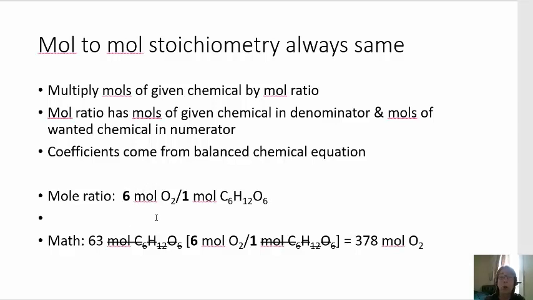Then we take the mole ratio and multiply it by the moles of our given chemical, and that is it. It's very useful to write out all of your units, so that you can make sure that everything cancels out. Your units are your friends, and it is well worth the extra time required to write them out. So our given amount, 63 moles of glucose, we multiply by our mole ratio, 6 moles of oxygen per 1 mole of glucose. Our moles of glucose cancel out, and we end up with 378 moles of oxygen.